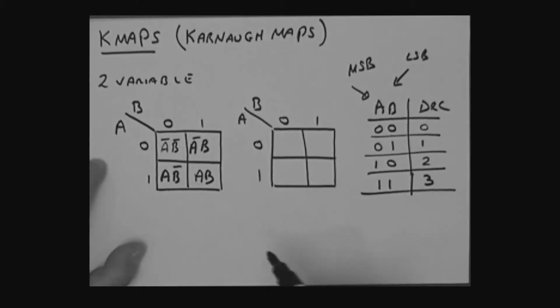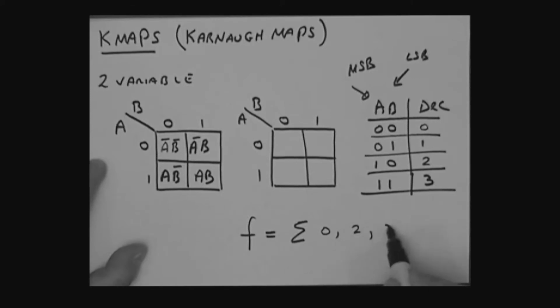And so, as I say, sometimes I give you a function, and I say that function is really like a summation of product terms, and the product terms could be 0, let's say 2, and 3. And I could say, okay, given the problem in this form, see if you could minimize it. So what does it mean? It means plot on the map each one of these product terms. So the 0 corresponds to A bar, B bar, the 2 corresponds to A, B bar, and the 3 corresponds to AB.